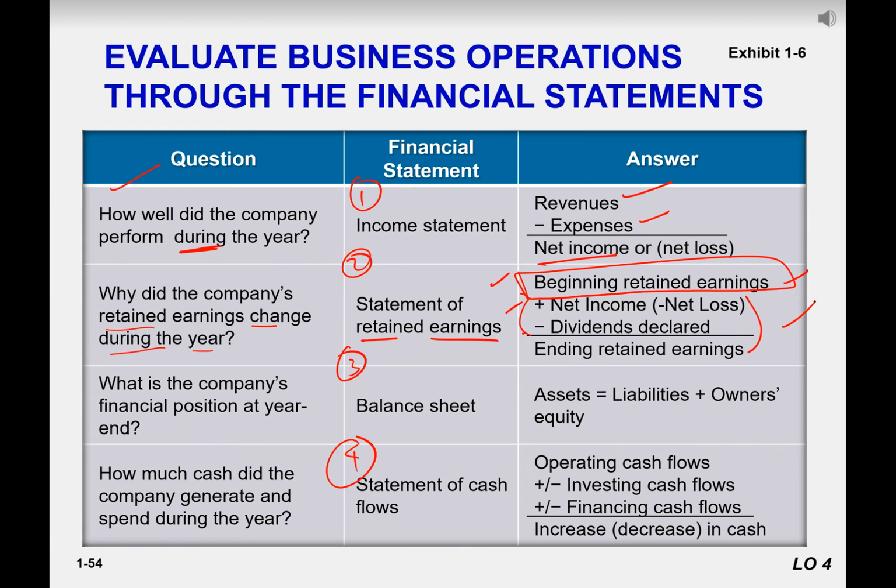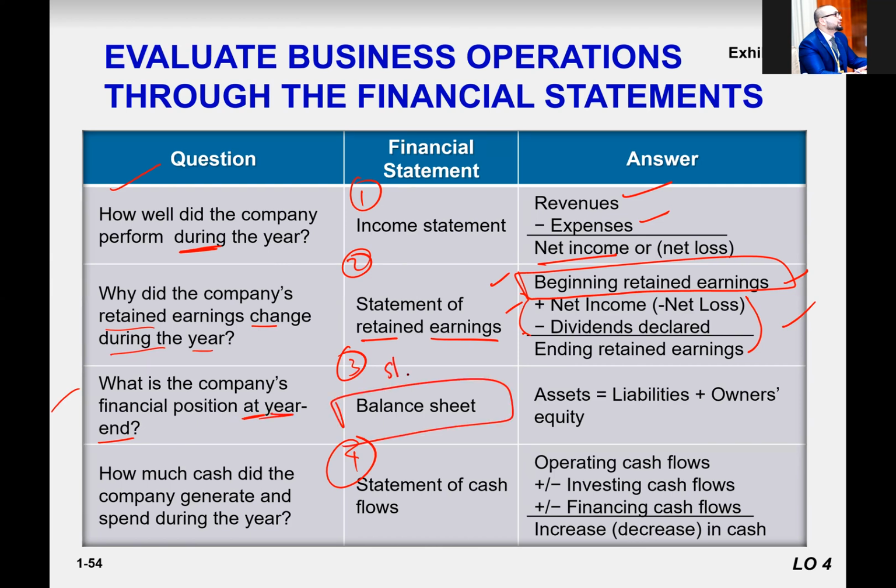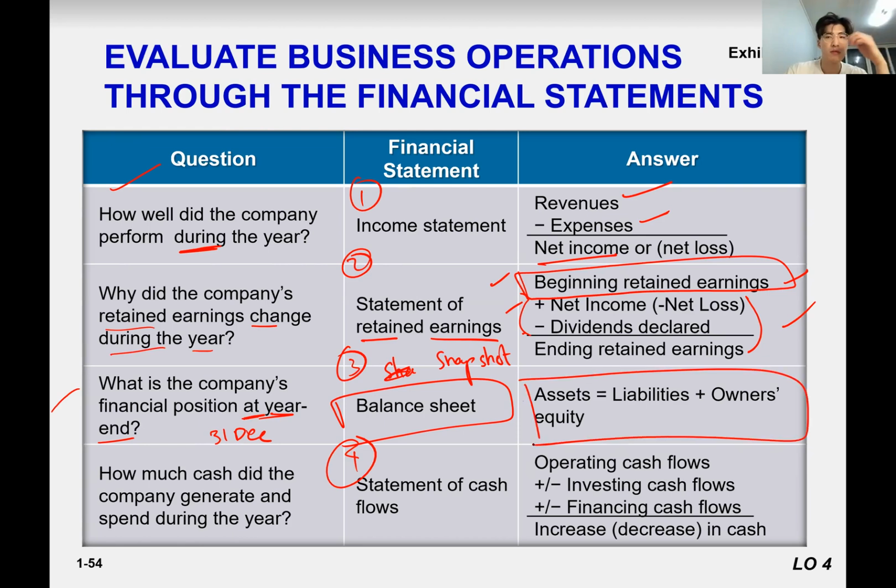So just to understand what these statements show, and what the purpose of these statements is. Number three is the balance sheet. What is the company's financial position at year's end? The keyword is at year's end. It means the balance sheet shows a snapshot of the business position at a particular date at the end of the year. For example, if the balance sheet is made on 31st December, it will show the company's position at 31st of December. Its formula is the accounting equation: assets is equal to liabilities plus owner's equity.